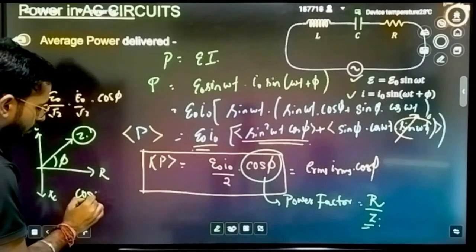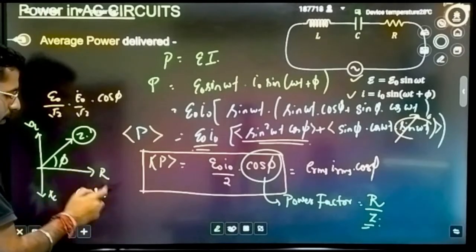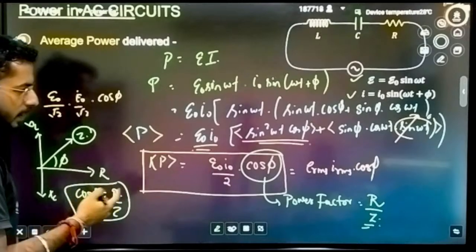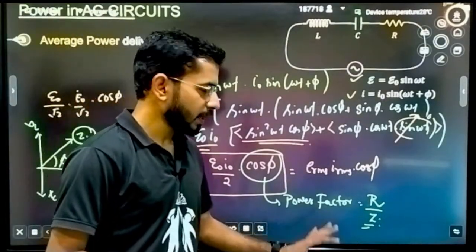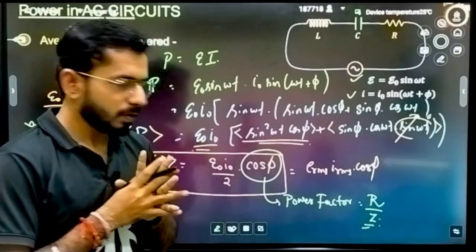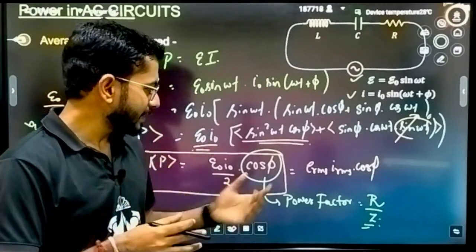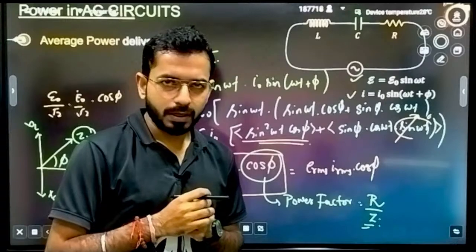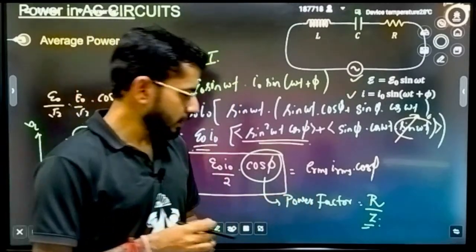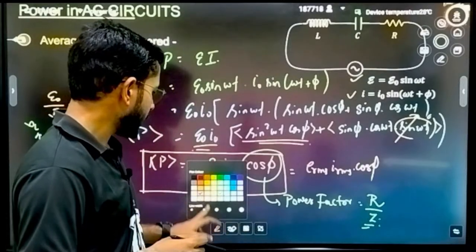So if I have to define cos of phi, how will I define it? Base upon hypotenuse. Base is R, and hypotenuse is Z. So cos of phi, the power factor, is equal to R by Z. If I ask you, when will the maximum power come? When cos phi is equal to 1, correct? So when is it possible that cos phi is equal to 1? Let's discuss that case also.